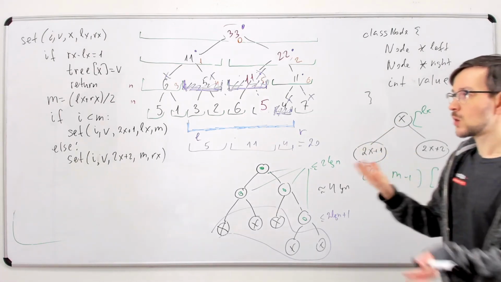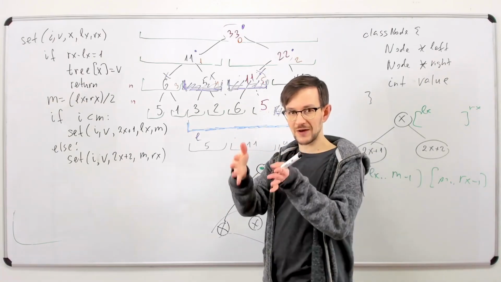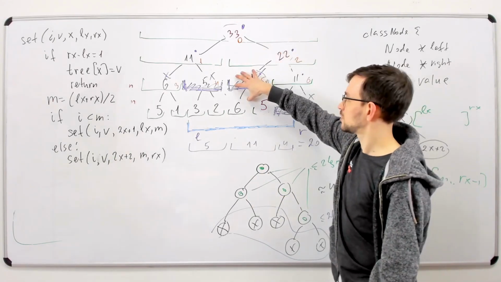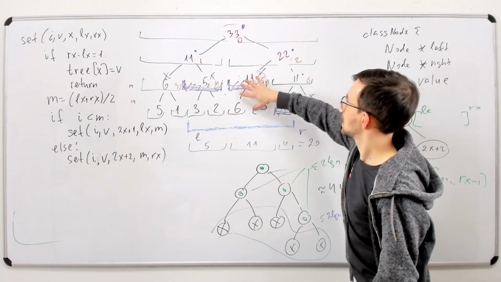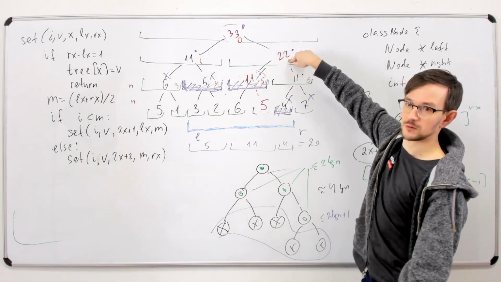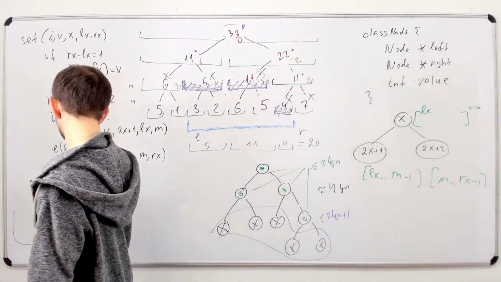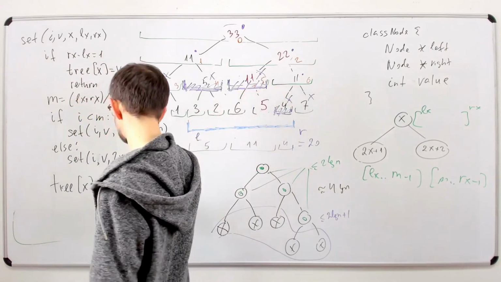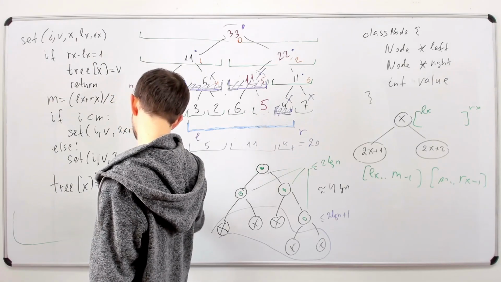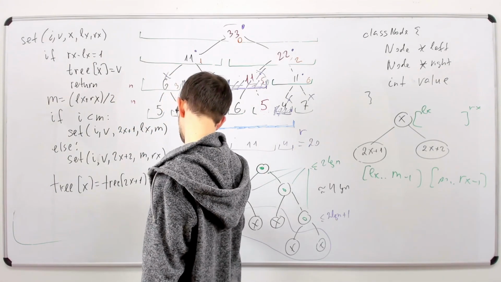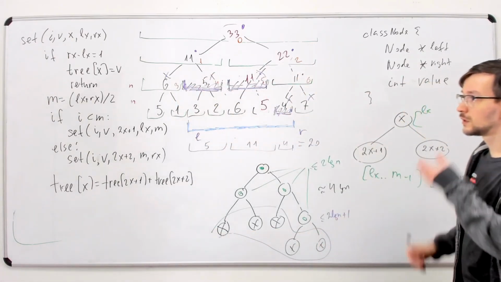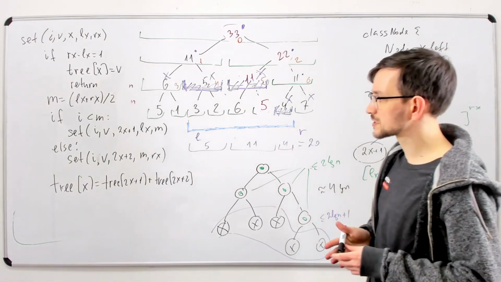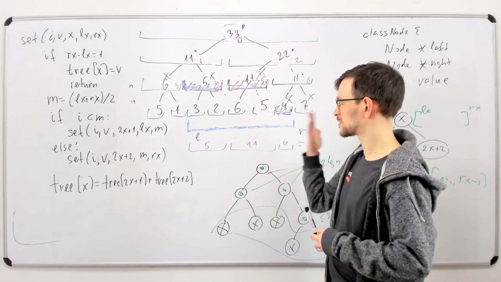tree. Now, when we go back from the recursion, we need to recalculate the current value in the node X. So again, we are standing here, we make a recursive call in one of the subtrees, make all the changes here. So we change this, and then we go back from the recursion. We need to calculate this value. So let's just recalculate this value, simply taking the sum of these. That's all. That's how you set the element of the array or of the segment.